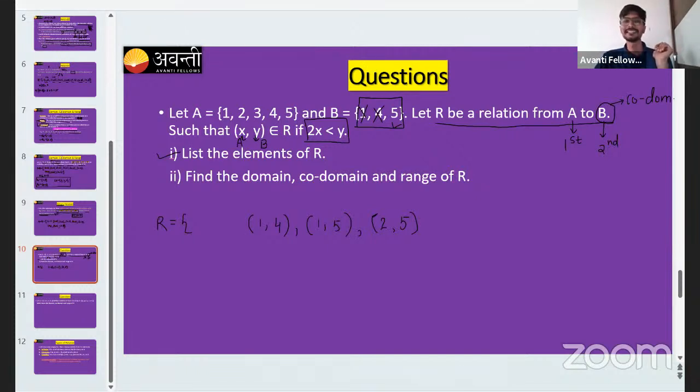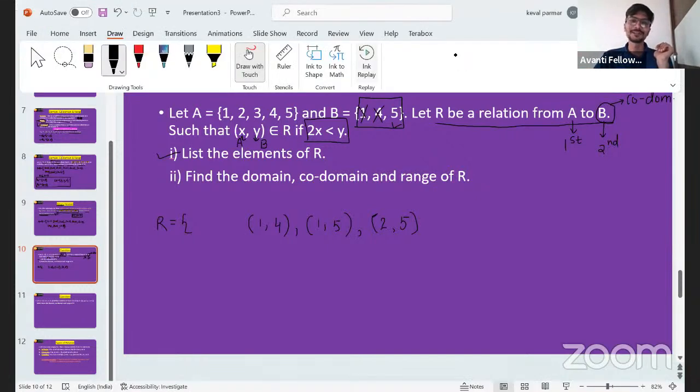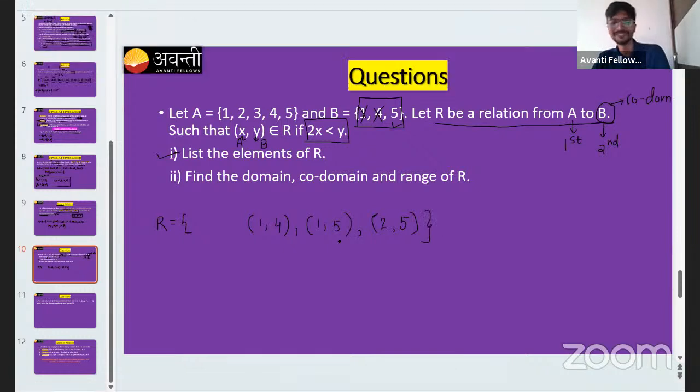So this is also a check that you all are paying attention. Thank you. I was just joking. Very good. 1, 1 will not come.